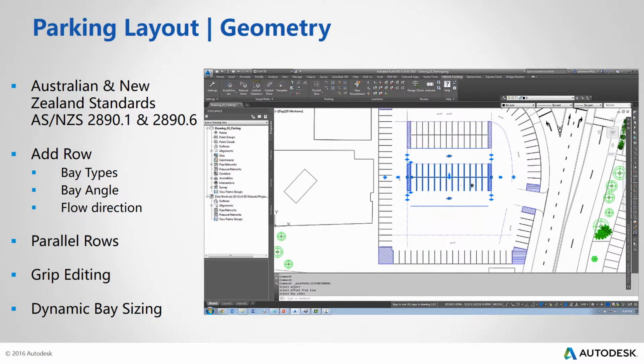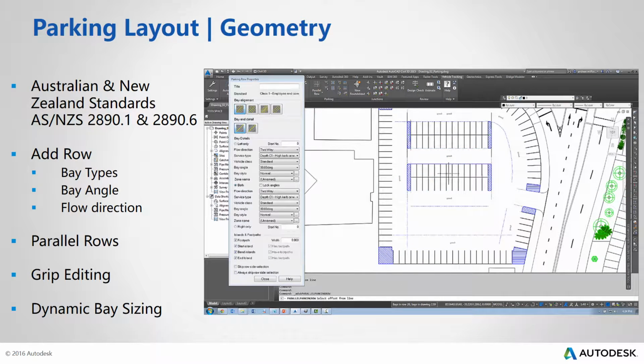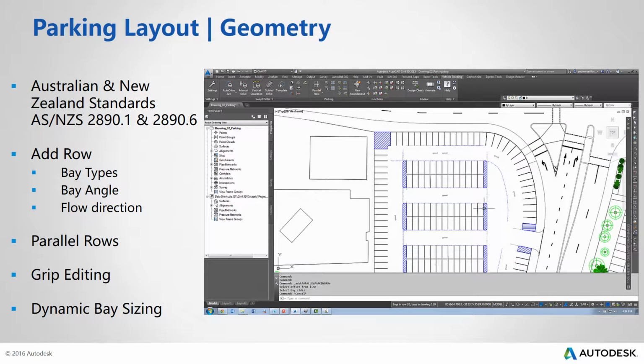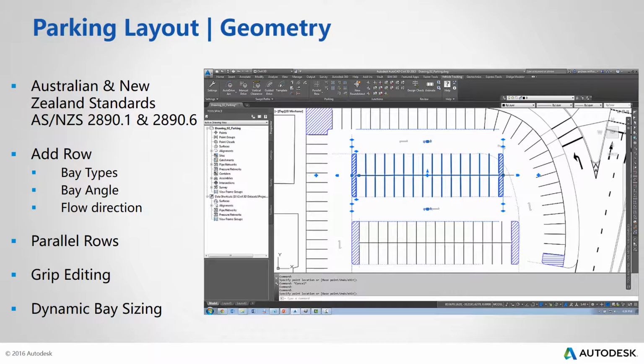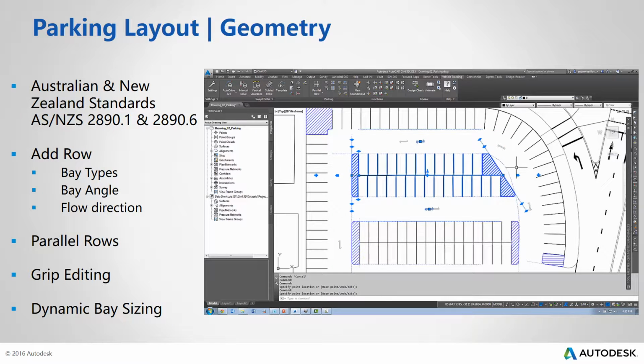So with our preliminary parking layout in place, we can now go back and adjust our layouts via the on-screen grips. So we can stretch the rows, add skews, adjust the bay aisles direction on screen and get immediate visual feedback.